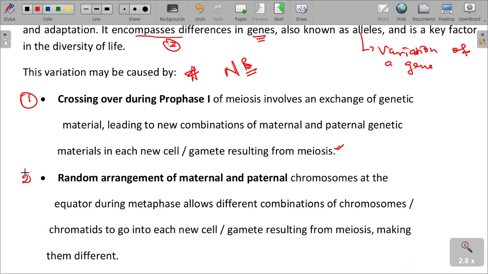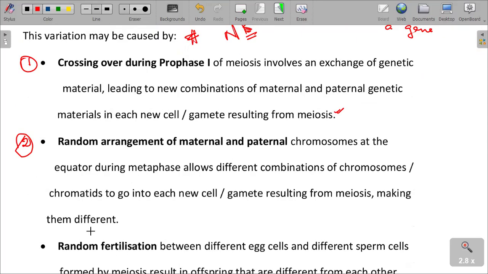So we have cause number two: random arrangement of maternal and paternal chromosomes at the equator. We are saying this is true under meiosis. The random assortment or random arrangement of maternal and paternal chromosomes at the equator during metaphase allows different combinations of chromosomes or chromatids to go into each cell. So gametes resulting from meiosis are different. The major cause here is that new gametes are being formed.